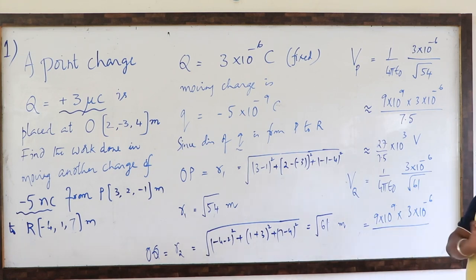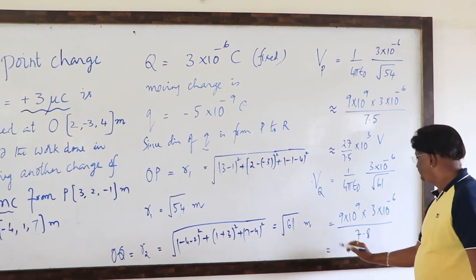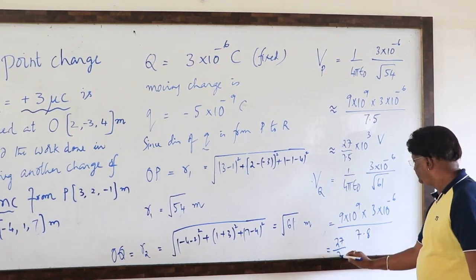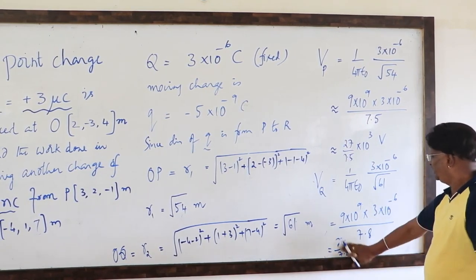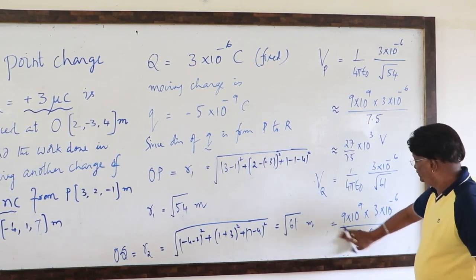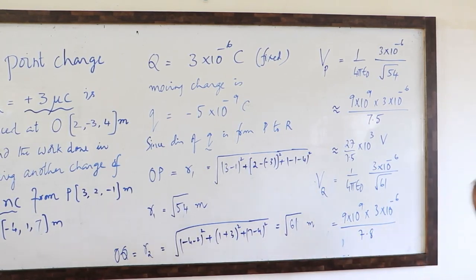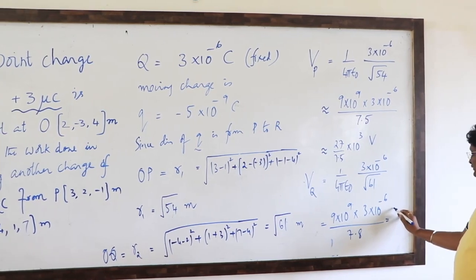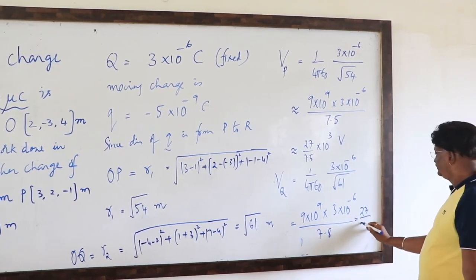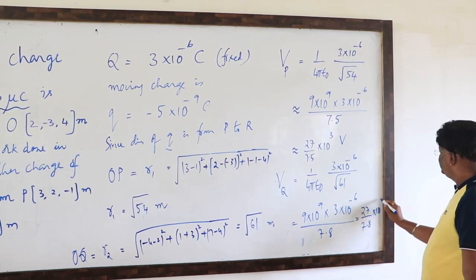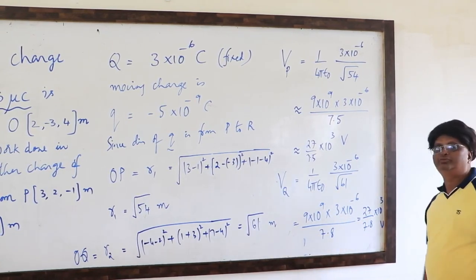Some number I am writing, I am not sure about any of these things. Completely this is your job. Supposing I am doing it as some 7.8, suppose I am doing 7.8, then this will come around again 27 by 7.8 times 10 raised 3. Those kilojoules, it will be the answer, right? So this is 27 upon 7.8 into 10 raised 3, in the units of volts.